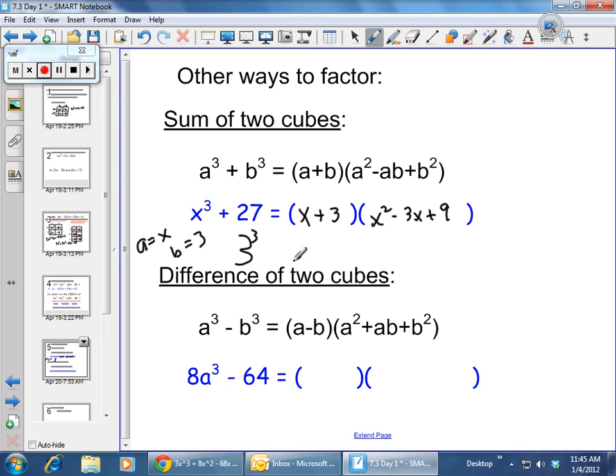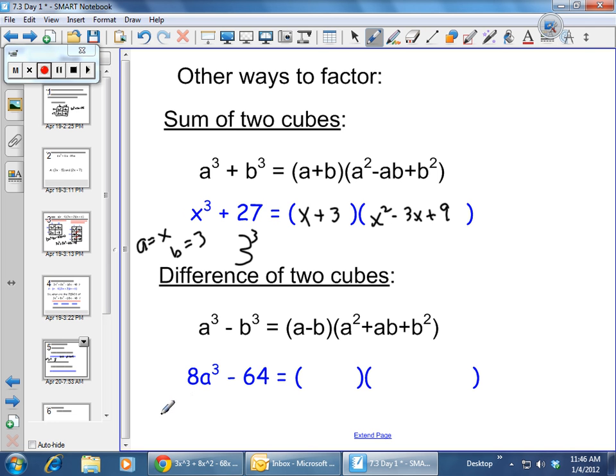Okay, there's also difference of two cubes, where instead of adding, we're subtracting in the middle. So it's just a different formula. It's very similar. The only thing that changes, instead of a plus b, it's a minus b. And instead of a minus, you get a plus here. So in this case, we have a to the third, and here we have 8a to the third.